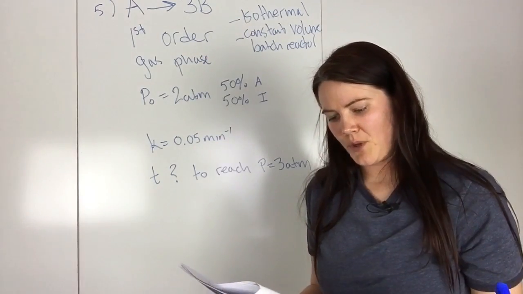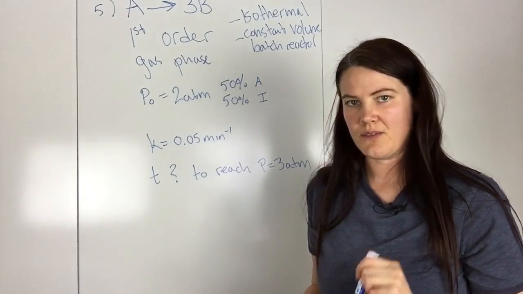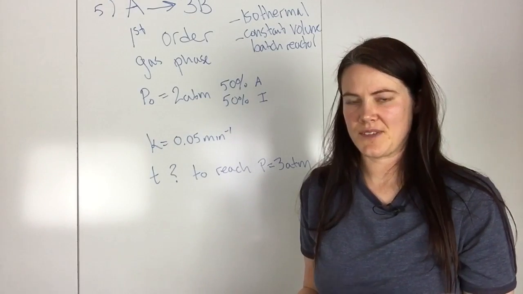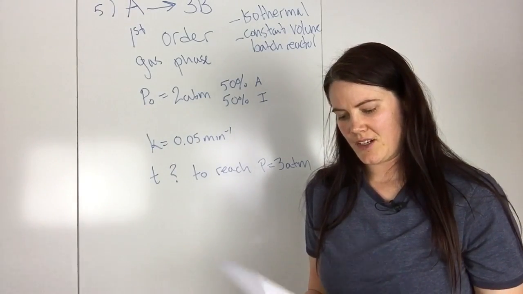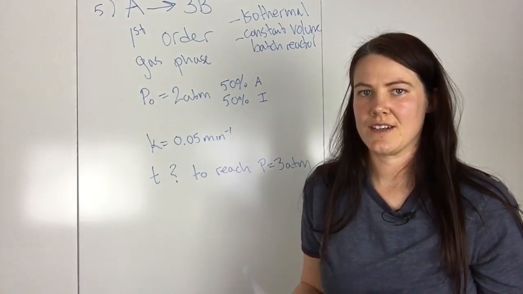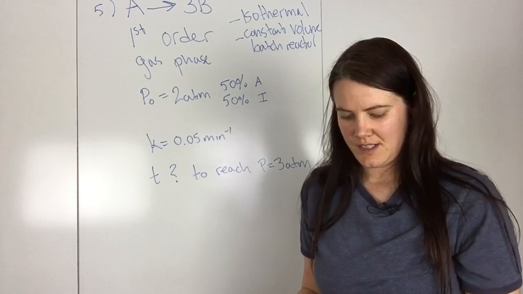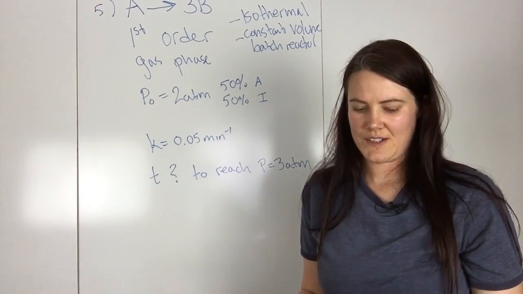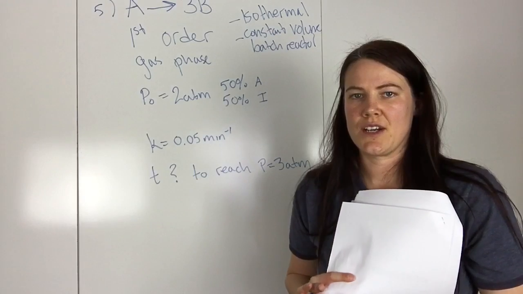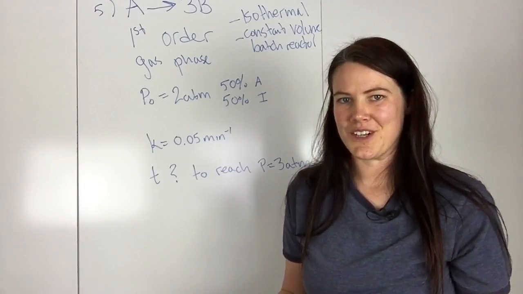So in order to solve this problem, we need to first calculate the conversion in the reactor when it reaches 3 atmospheres, and then you can take that conversion and put it in the design equation for a batch reactor and calculate the time required to reach that conversion. So first of all, we need to use an equation that relates the initial pressure and the final pressure to get the conversion.